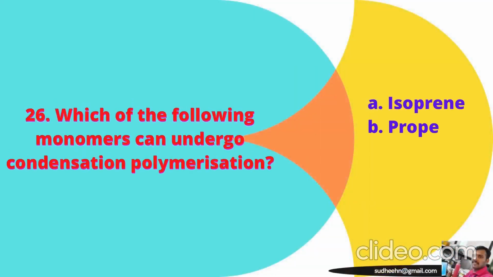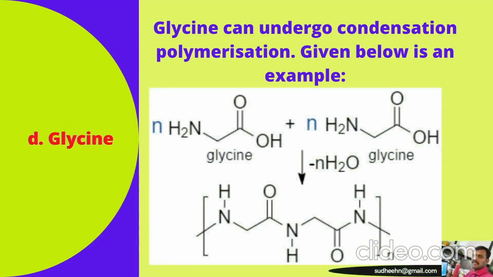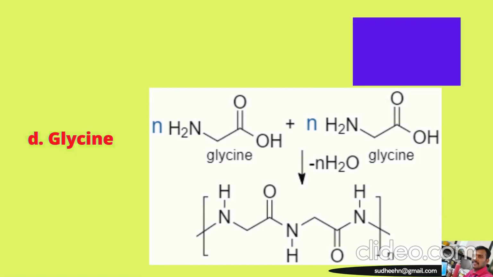Question number 26. Which of the following monomers can undergo condensation polymerization? Option A, isoprene, option B, propene, option C, styrene, and option D, glycine. And the right answer is option D, that is glycine. Glycine can undergo condensation polymerization. That is the reason the option is glycine. One of the examples is also given in this slide.